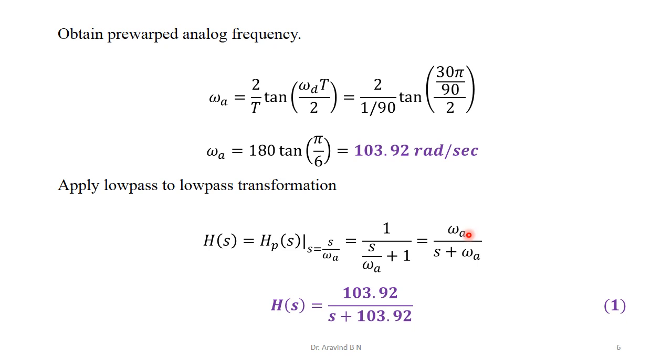Omega a has been calculated as 103.92. Now make a substitution for that. We get H of s is equal to 103.92 divided by s plus 103.92.